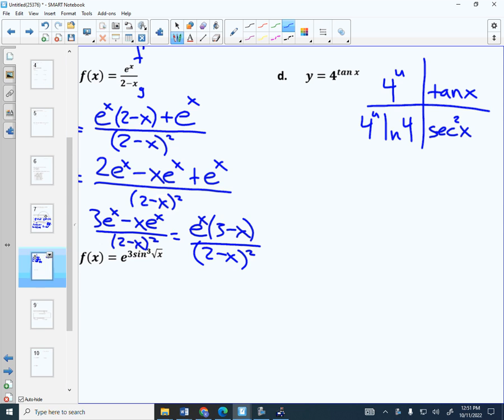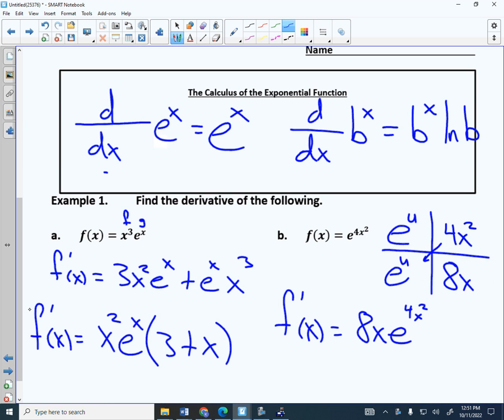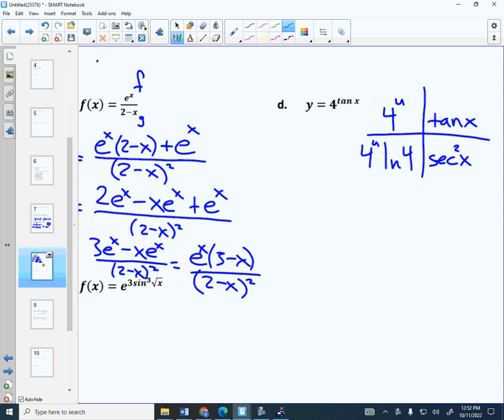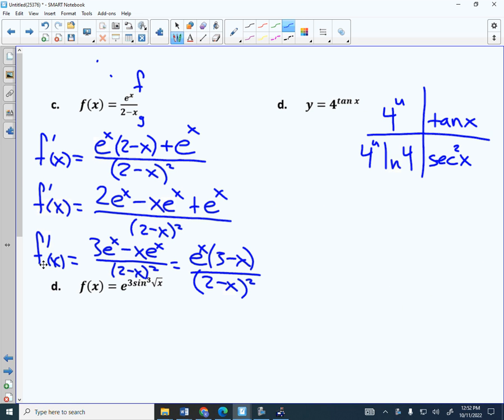All right, let's look back at the rule. The derivative of e to the x is e to the x. But if it's a different base, say b to the x, then the derivative is b to the x times the natural log of whatever the base is. So because it's a different base, namely the base of 4, you have to attach the natural log of 4 there. Okay. So now we just multiply these together. What do I plug in for u? 4 to the tangent of x times the natural log of 4 times secant squared. And that's my derivative.